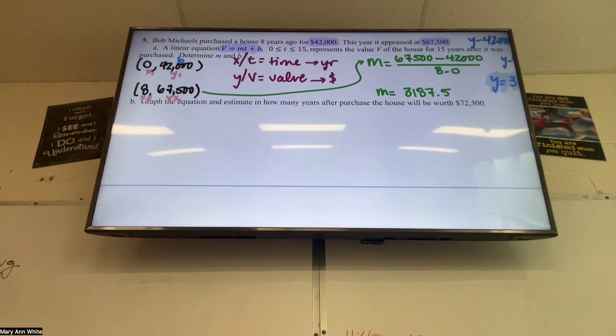The next one says, graph the equation and estimate in how many years after purchase the house will be worth $72,500. So the minute it says graph, I'm going to put it in my calculator. I am not drawing 42,000 little lines on my paper. I'm going to make a note so I remember how I did it: graph and calc.